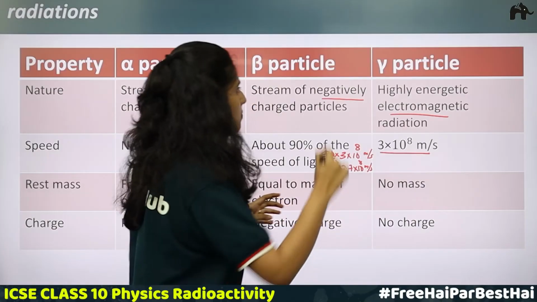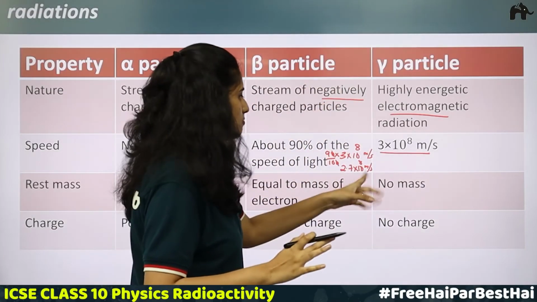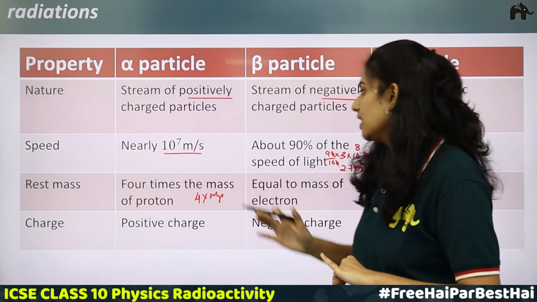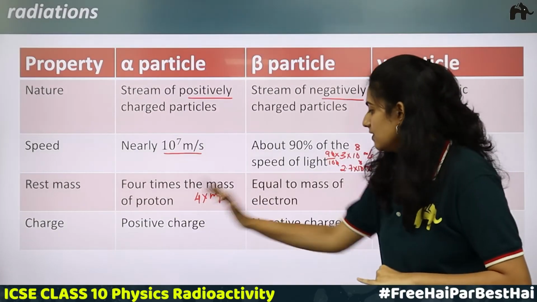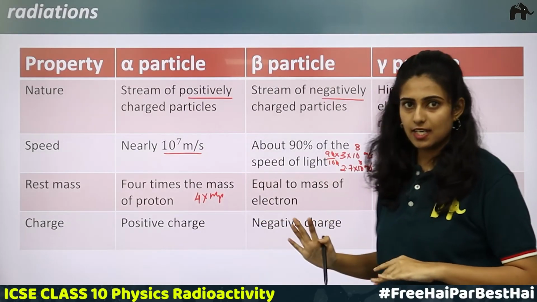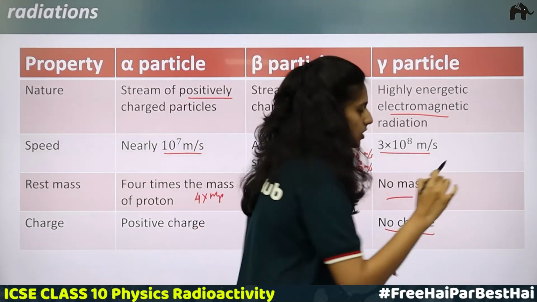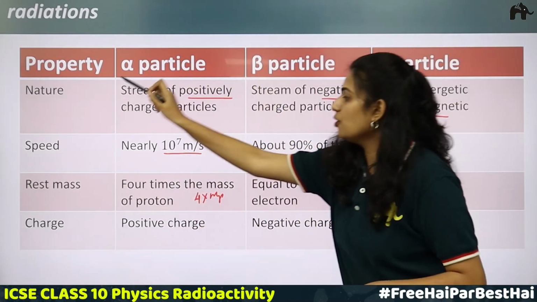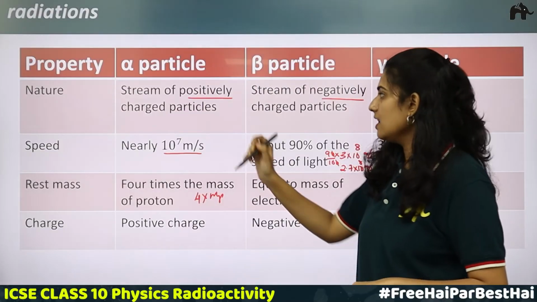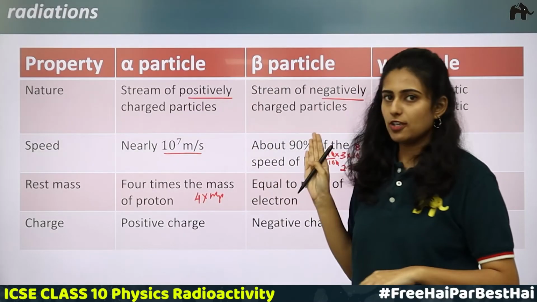Now what about the gamma particles? They do not have mass. Okay, no mass. Next, charge: alpha particles are positively charged. Beta particles are negatively charged. What about the gamma particle? No charge. Okay, so with these 4 important properties considered, we can compare and study all these points.